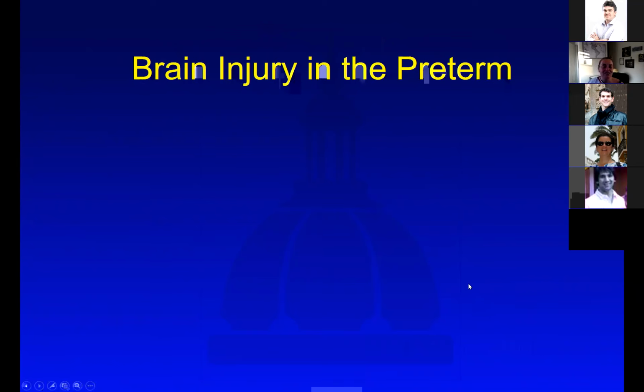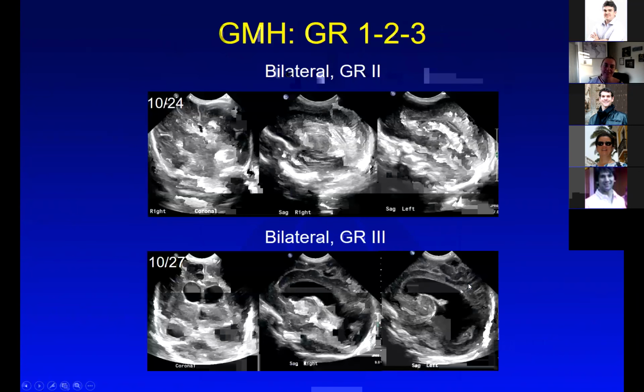All right, so in the preterm infants, the most common pattern of brain injury is germinal matrix hemorrhage.